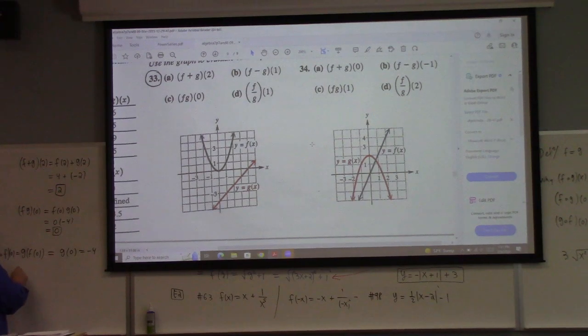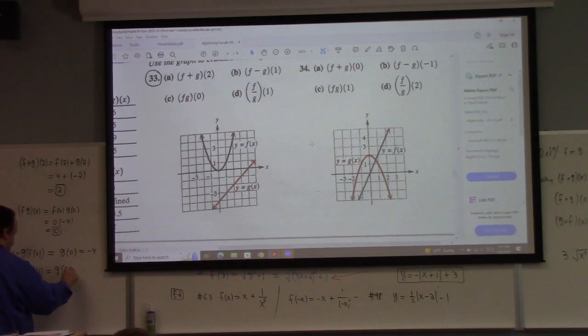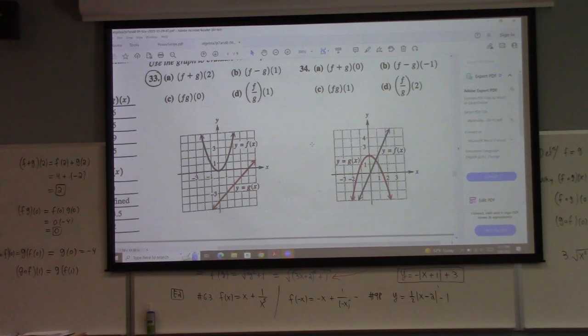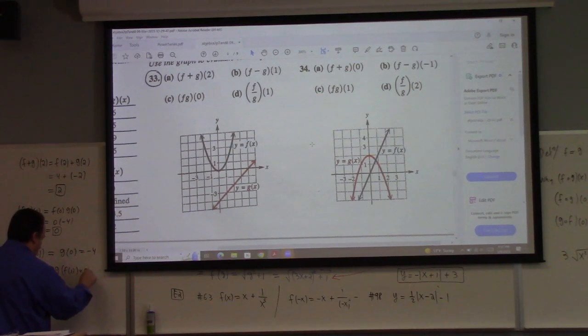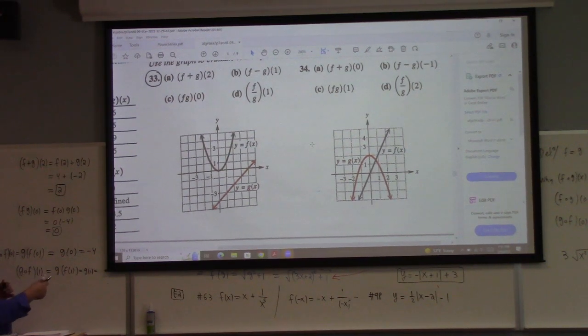Let's try another one here. What would g composed with f of 1 be equal to? That would be equal to g of f of 1. What is f of 1 equal to? F of 1 apparently is equal to 1. So that's actually g of 1, which is equal to -3.